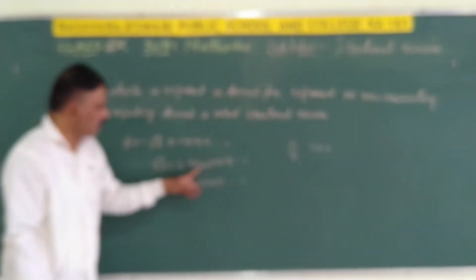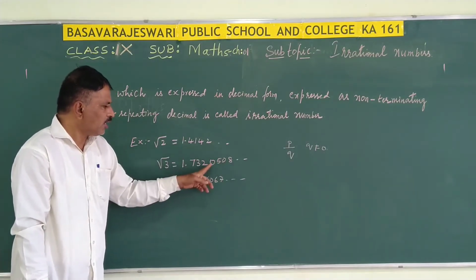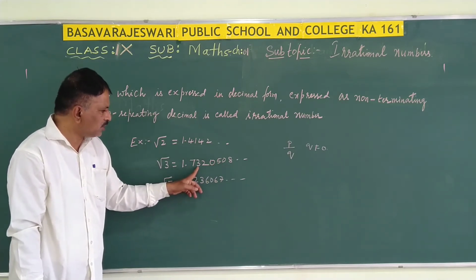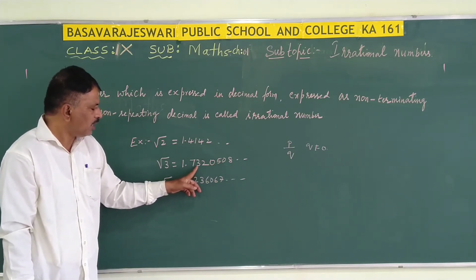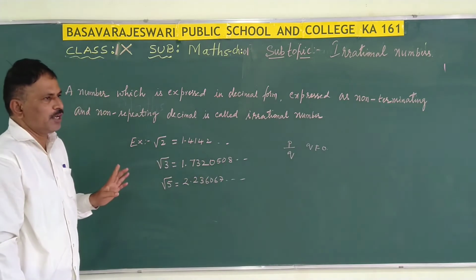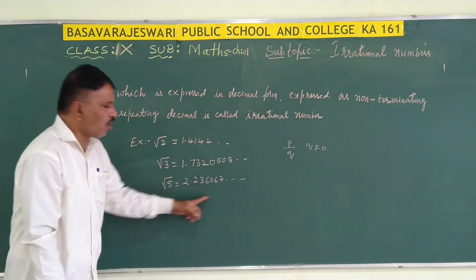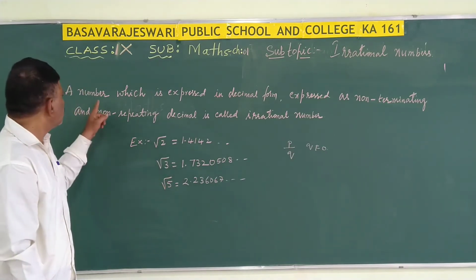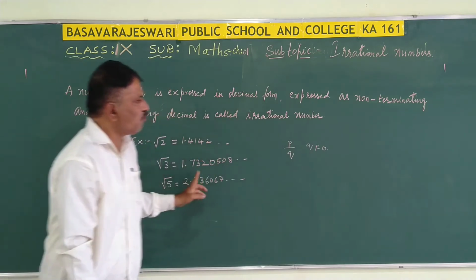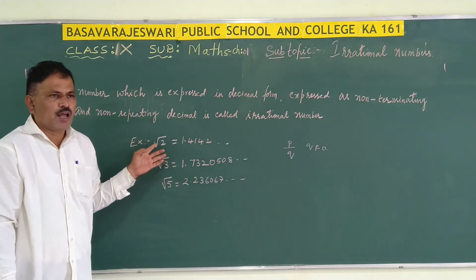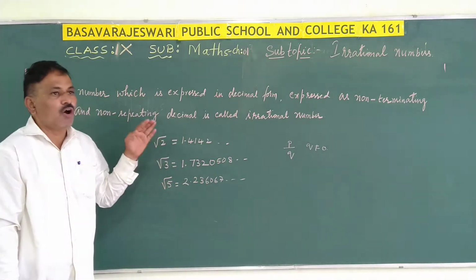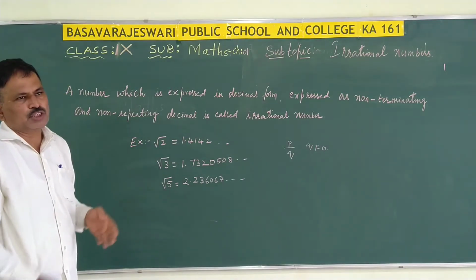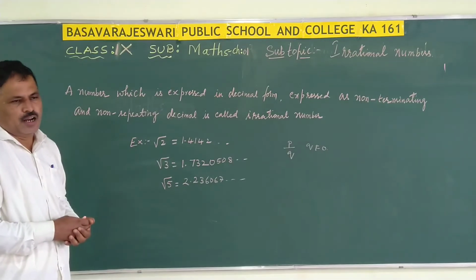Similarly, 1.7320508, here 0 is repeated, no doubt, but it is repeated only 2 times. It didn't start repeating from the second digit. That means it is non-terminating, and this is also non-repeating. The numbers are not repeated again and again. So a number which is expressed in the decimal form, and is non-terminating and non-repeating, is called an irrational number.